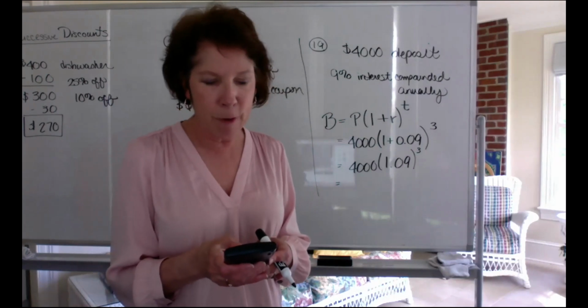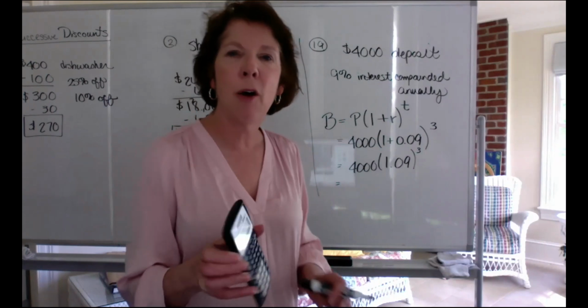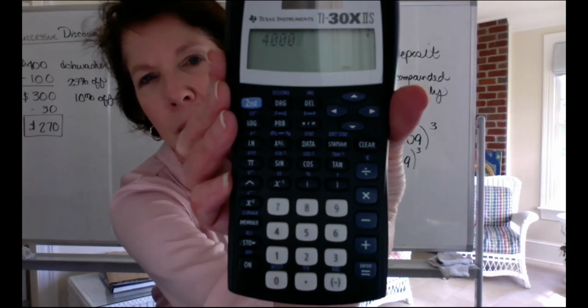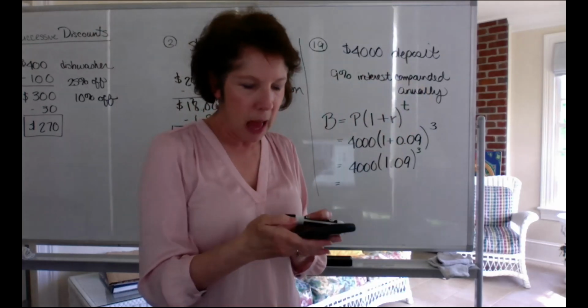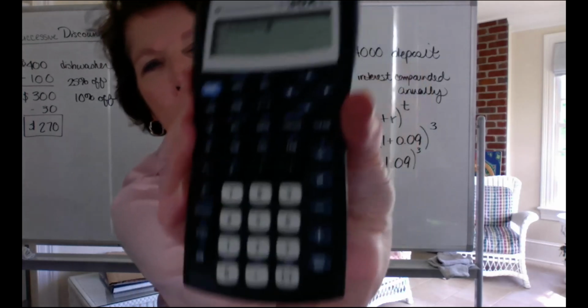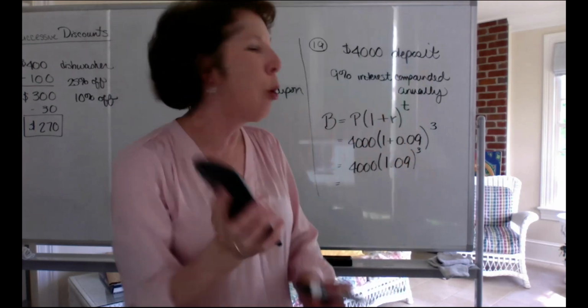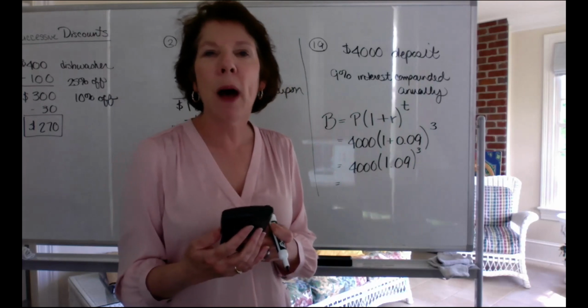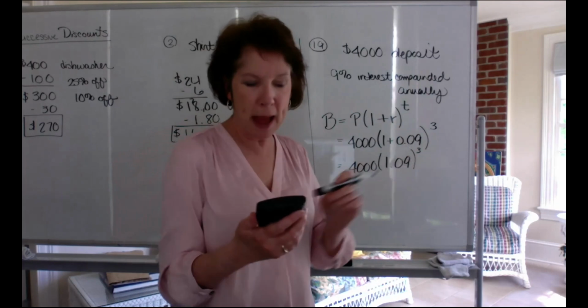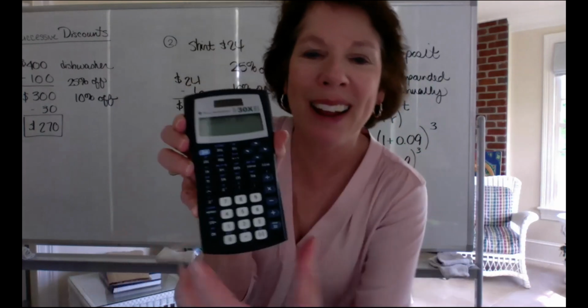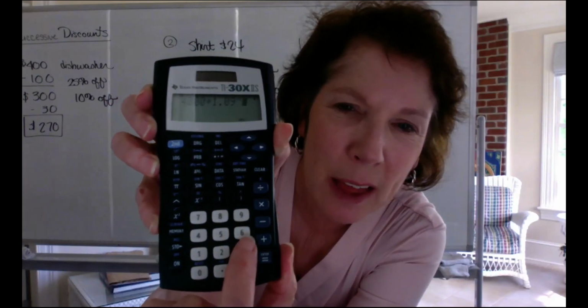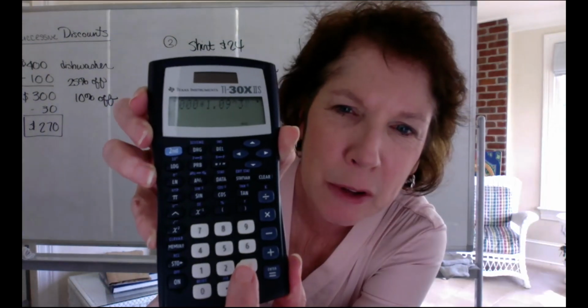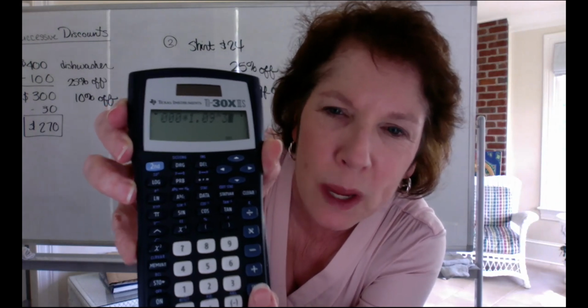I have $4,000, so enter in 4,000. You see that? I'm entering in 4,000. Now I'm going to hit the multiplication key and multiply it by 1.09. Now, what do I do to show that it's raised to the 3rd power? I use my caret key, right there, raised to the 3rd power. Let's go ahead and press enter and see what we get.